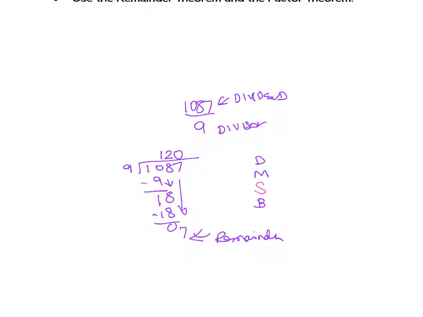So we can write, this is our quotient, and then our remainder is the 7. So one way we can write our remainder is put it over our divisor, the 9. So we could say the answer is 120 and 7/9.